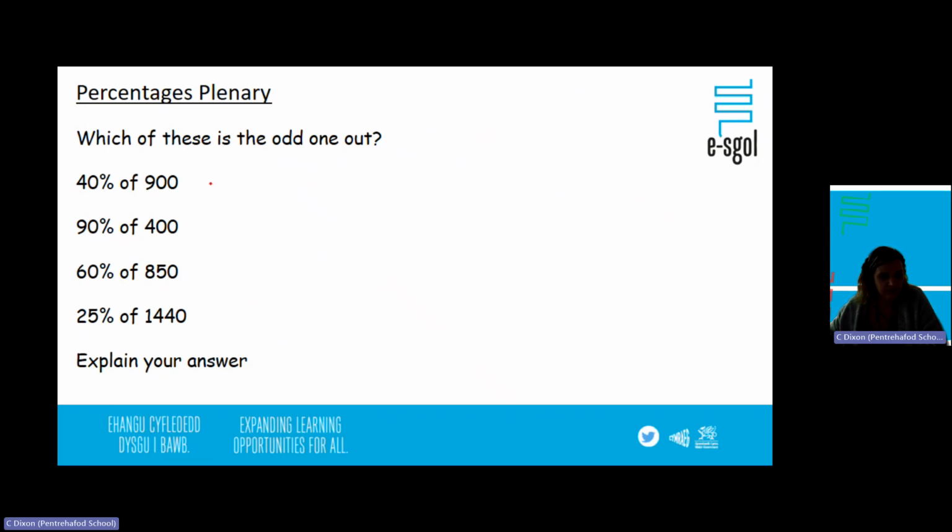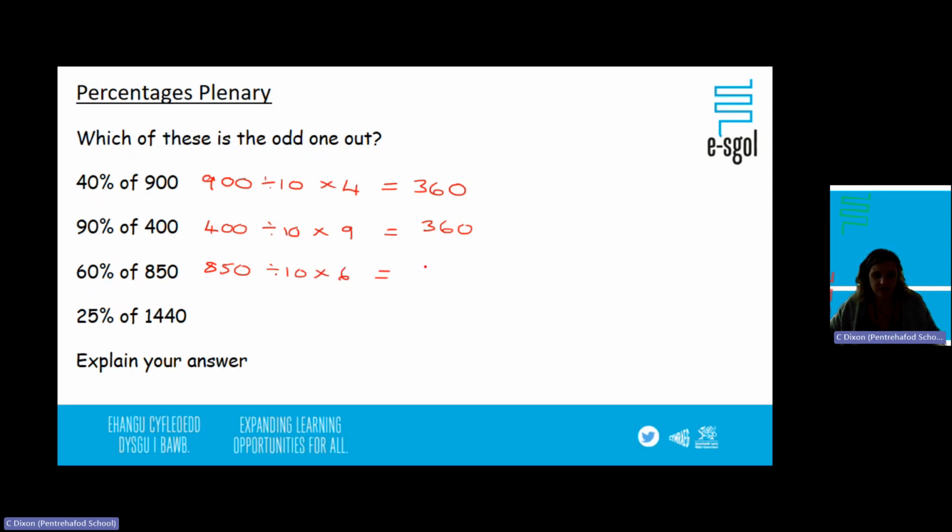Okay, so bringing it back, 900, we're going to find 40% by dividing by 10 and timesing by 4. So that's going to be 90 times 4. That answer will be 360. Next question, 400 divided by 10 times by 9, to find 90%. So we can have 40 times 9, so we're also going to have 360. The next one, 850 divided by 10 times by 6. That's going to give you 510 once you've done that calculation.